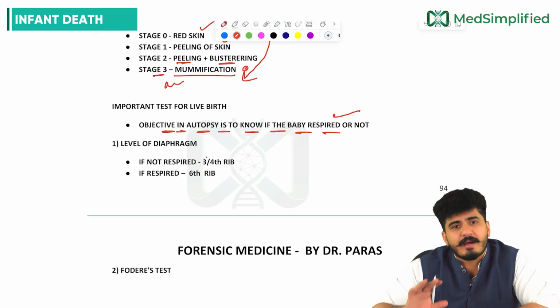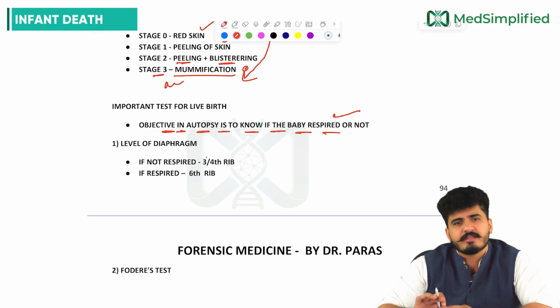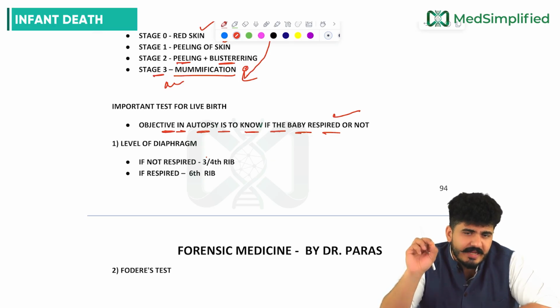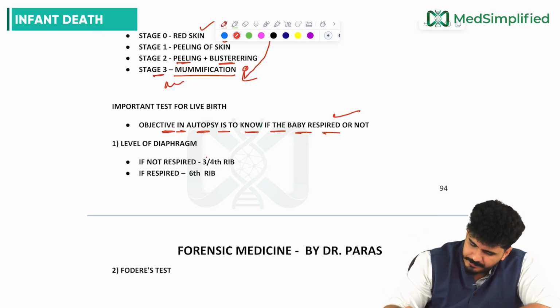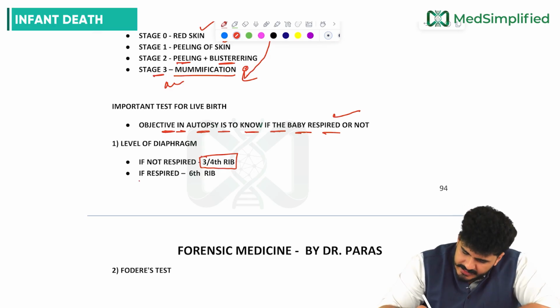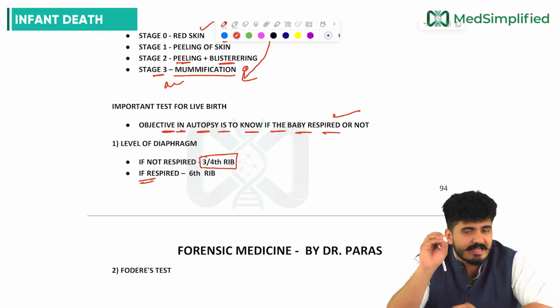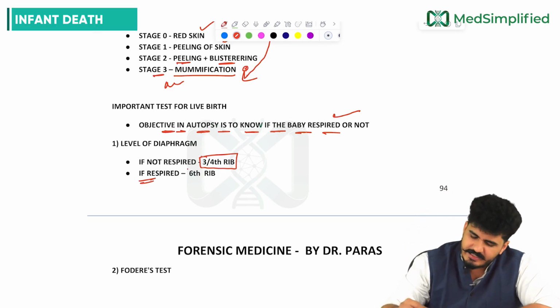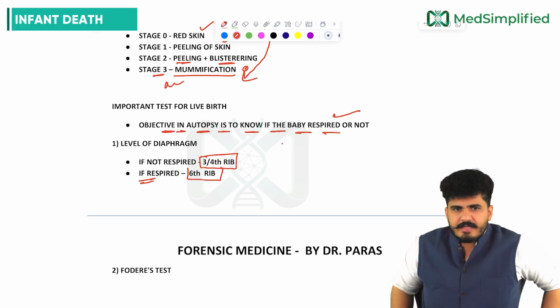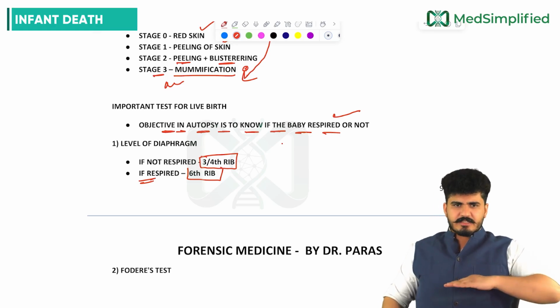If the child did not respire, my dear friends, then the level of the diaphragm would be at the 3rd to 4th rib only. If the child respired even once after the birth, the diaphragm would be at the 6th rib, my dear friends.